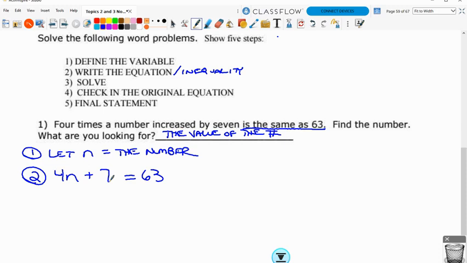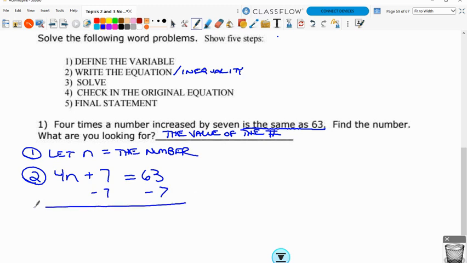Now I need to go through all of my algebra and figure out what the value of n is. This is a 2-step equation. The variable is on the left-hand side of the equal sign, but it's not alone. It's got that constant 7 with it. So in order to get the variable term alone, I'm going to subtract 7 on both sides.